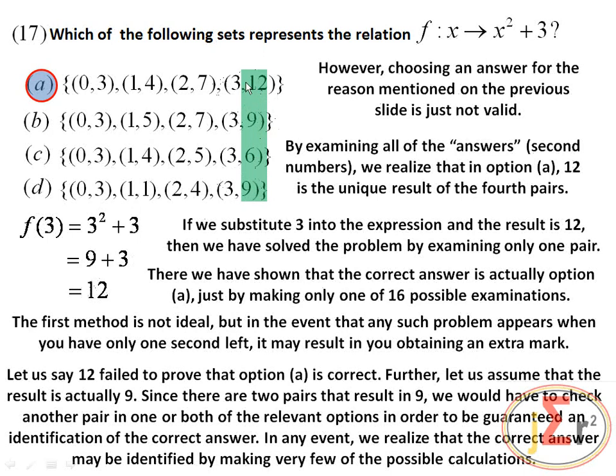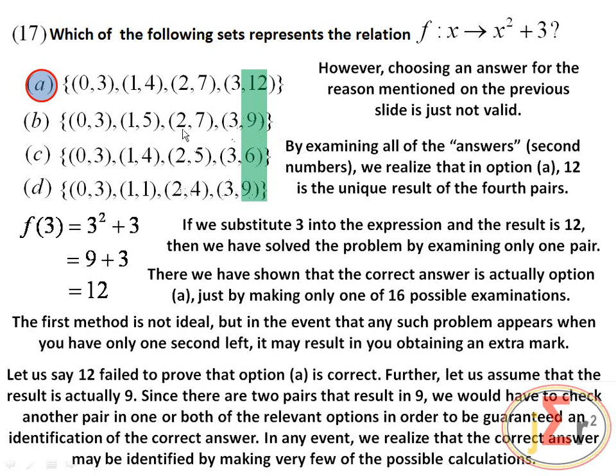So let us say 12 failed to prove that option A is correct. Now further, let us assume that the result is actually 9. Since there are 2 pairs that result in 9, we would have to check another pair in one or both of the relevant options in order to be guaranteed an identification of the correct answer. So what we are saying is that if we are looking at 9, then say 9 is correct, we have 1 pair with 9 here and 1 pair with 9 right here. So we cannot be sure which one is correct.